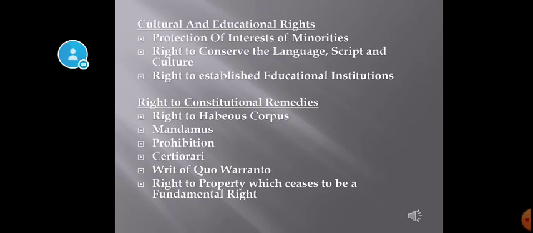In that we learned that the term state includes all the authorities within the territory of India. Some rights are available to all persons, others are available to citizens alone. Rights are not absolute. During the proclamation of emergency, many rights remain suspended. After that, we learned the 6 categories of the fundamental rights: right to equality, right to freedom, right against exploitation, right to freedom of religion, cultural and educational rights, and right to constitutional remedies.